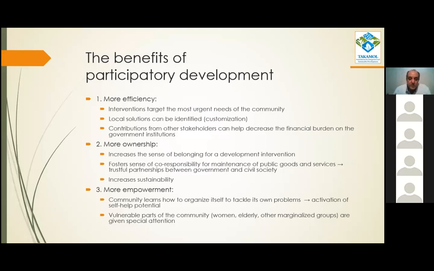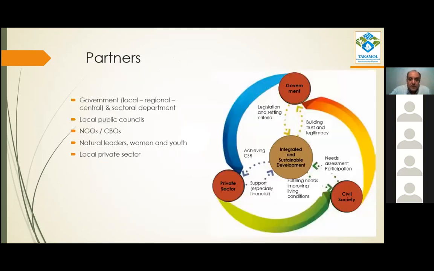So building the ownership is crucial in this process, and of course it builds more empowerment to the community members, especially vulnerable parts of the community, women and elderly and other marginalized groups. So the partners in this process are the government, the private sector, and the civil society. Each partner provides some support to the process of integrated and sustainable development and gains some benefits from this.